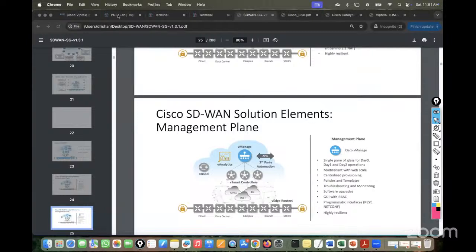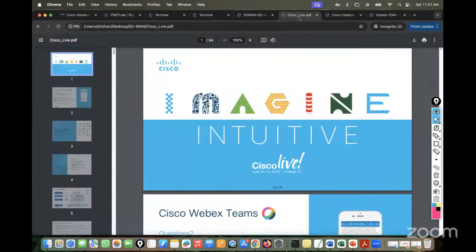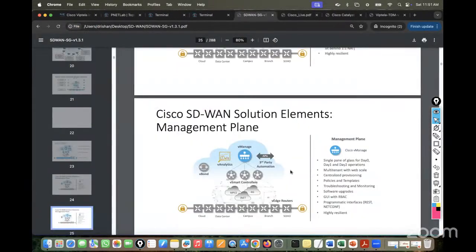Everyone join on time. Tomorrow we'll see how the step-by-step configuration is going to happen for the vManage, vBond, and vSmart. Based on that, we will understand how the day 0 configuration is going to start, and how day 0, day 1, and day 2 operations are going to happen, and they are going to enable multi-tenancy if you want to do that.